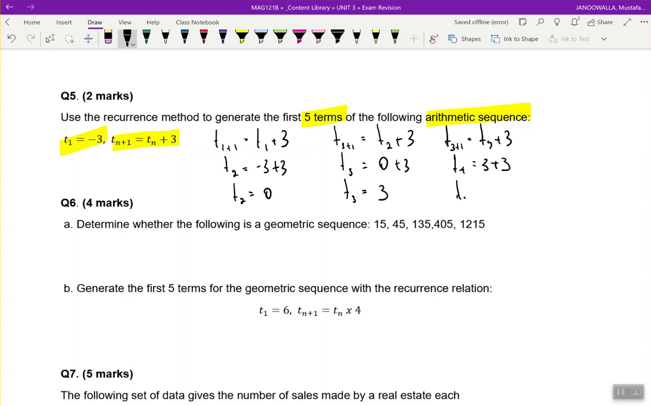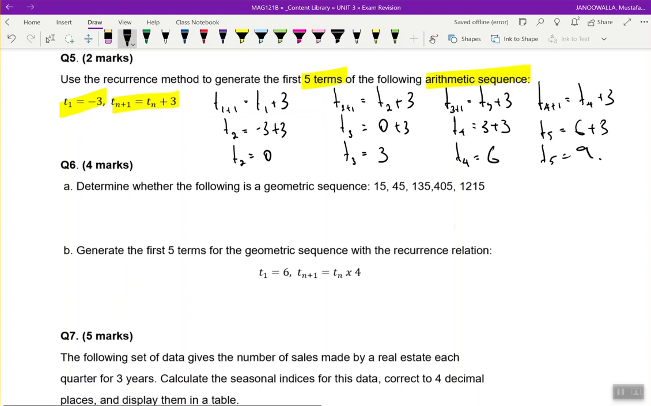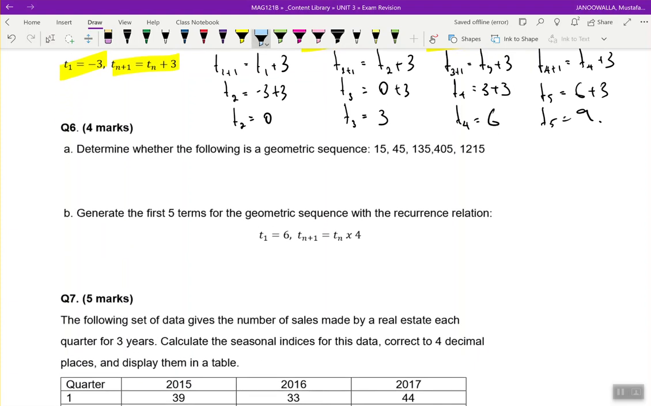I'm going to keep going because this is actually fun. Term 5 is term 4 plus 3, term 5 is 6 plus 3, which is 9. Full working out shown. Okay, next question.